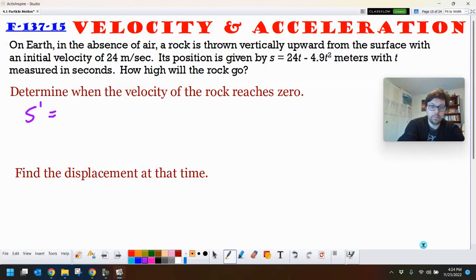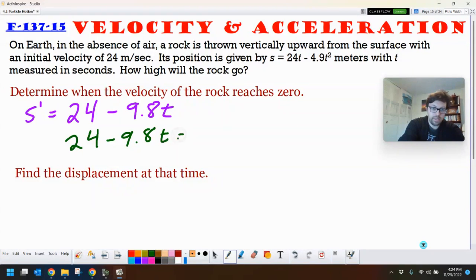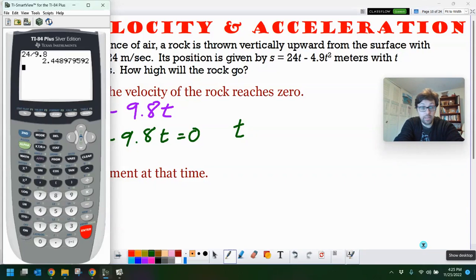So s prime is our velocity. So that is 24 minus 4.9 times 2, which is 9.8 t. And we need to figure out when this thing equals 0. So that is 24 minus 9.8 t equals 0. That's just a little two-stepper. So I needed my calculator for a little bit of help, and I got t equals 2.449.